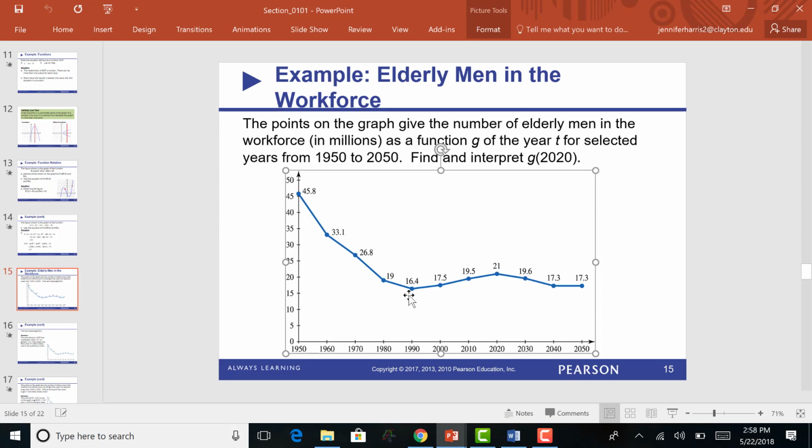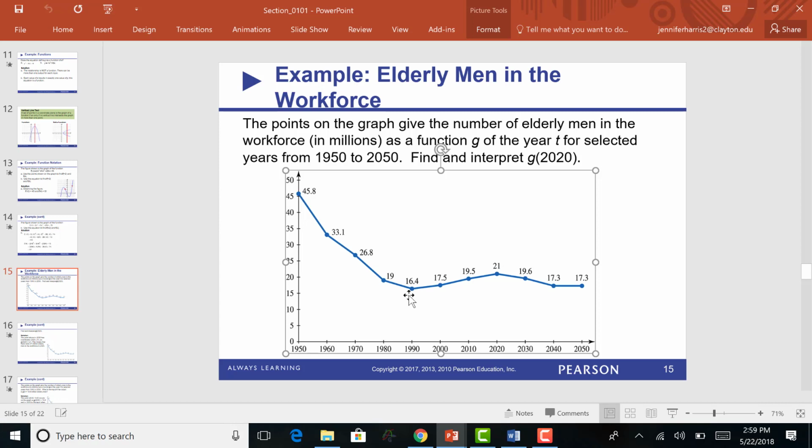What's the highest number for men and elderly men in the workforce? You got it? That's your range, from 16.4 to 45.8. We're good? That's your range. So if I ask you for the range, that's what you would give me. If they want specific points, you would give me the specific points.